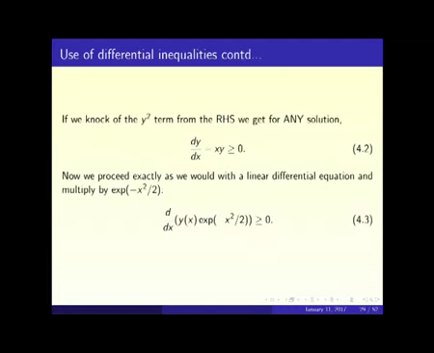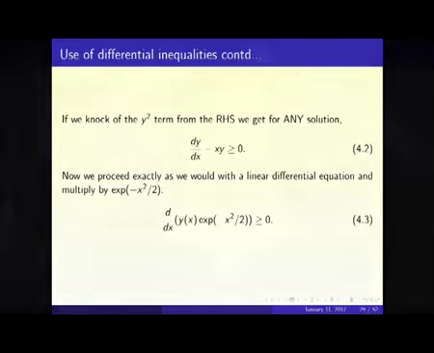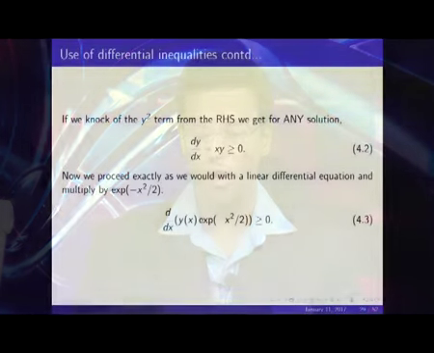So we can write dy by dx minus xy greater than or equal to 0. I had knocked off the y squared term from the differential equation 4.1. So from the differential equation, I got the differential inequality 4.2: dy by dx minus xy greater than or equal to 0. Now, how do we proceed?